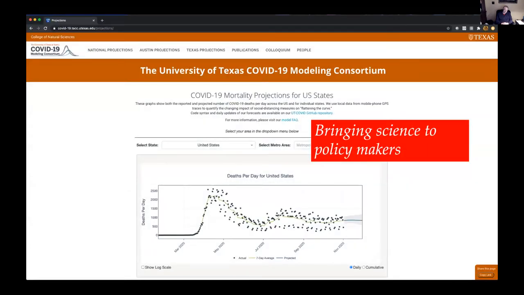Everybody needs to have a COVID slide these days, and we even have a case where a gateway is bringing together science with policymakers. Believe it or not, we are doing that here in the U.S. This is done at UT Austin. So gateways are being used in this fashion.